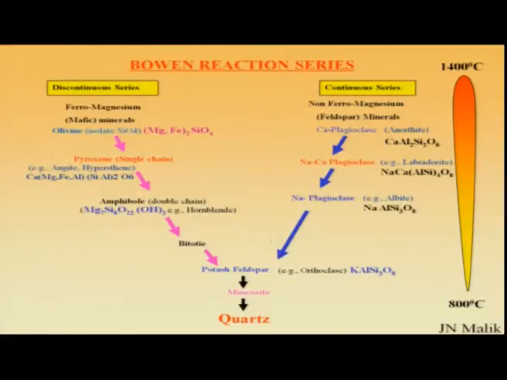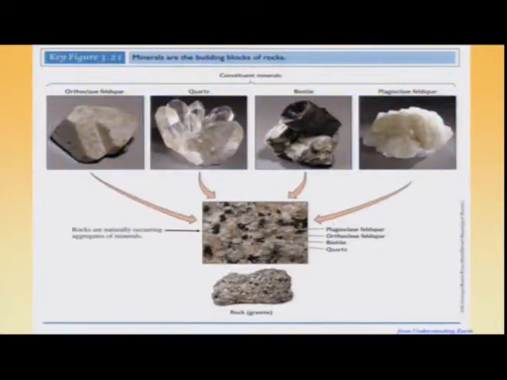So, please recall these two series: the discontinuous ferromagnesian series and the continuous non-ferromagnesian mineral series. The combination of these minerals is what we will see in different types of rocks, mainly igneous rocks. For example, if you take granite, granite is comprised of orthoclase feldspar, then quartz, then biotite and plagioclase feldspar. So it is mostly an aggregate of different minerals.